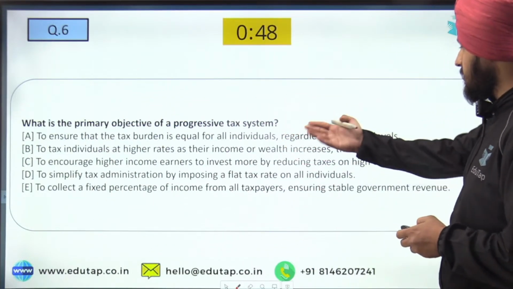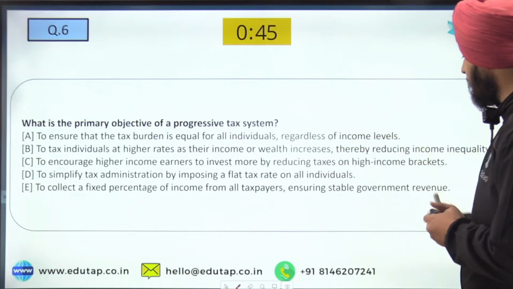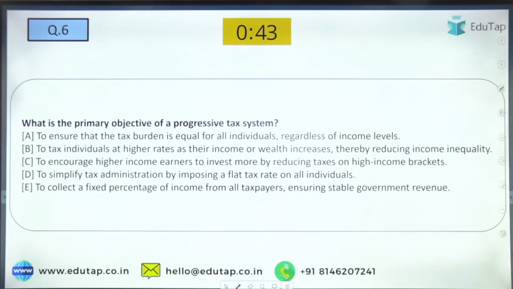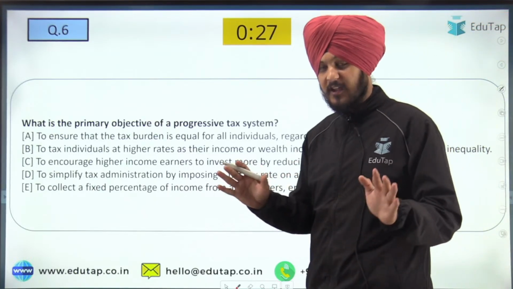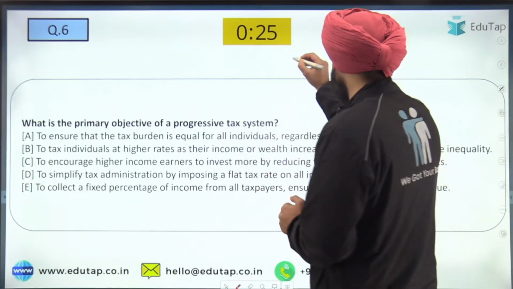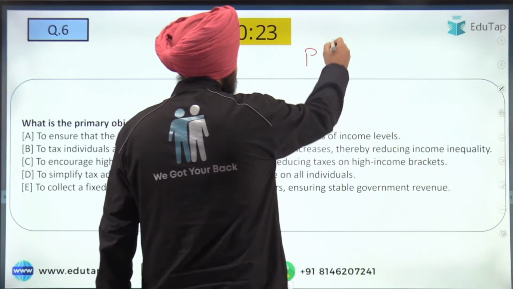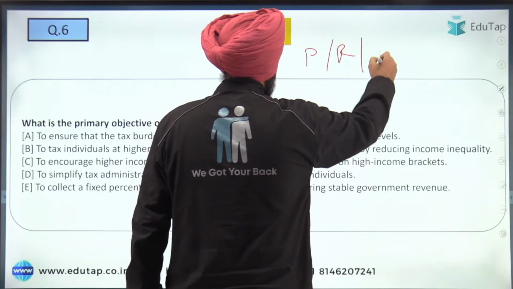The first is to ensure that the tax burden is equal for all individuals regardless of the income levels. Then to tax individuals at higher rates as their income or wealth increases, thereby reducing income inequality. Then to encourage higher income earners to invest more by reducing taxes on high income brackets. So basically, if you talk about the tax system, we have three types of tax system. If we categorize them, the first is progressive, the second is regressive, and the third is proportional.